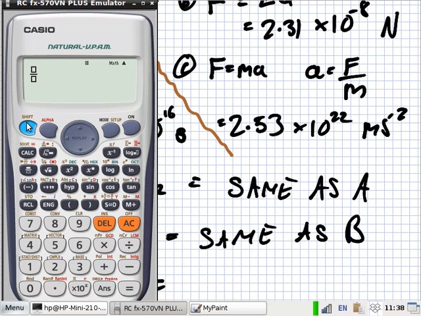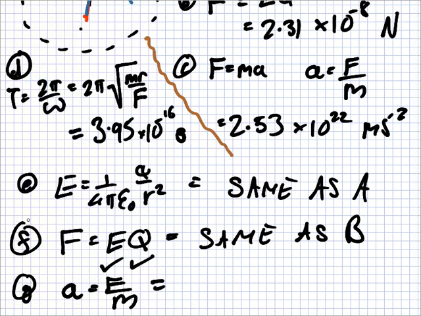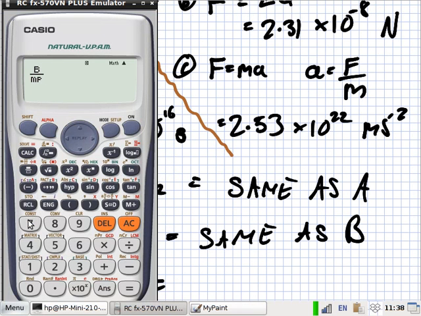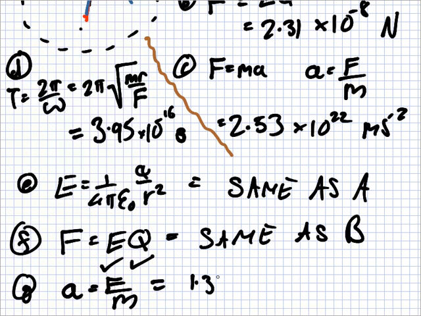So F over M. F equals B. I thought the F was B. Wasn't it? F equals B. 1.379 times 10 to the 19 meters per second squared.